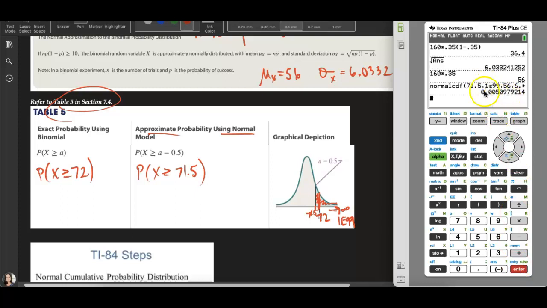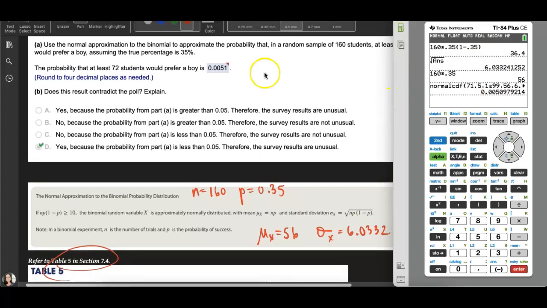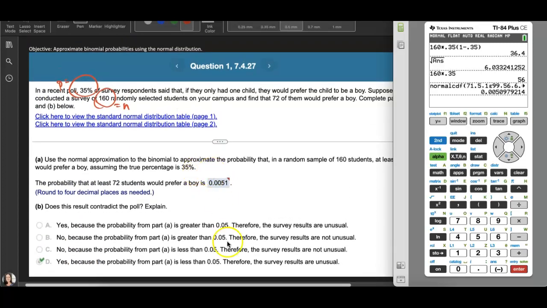And now I have the probability that at least 72 students would prefer a boy. And that's this value right here, 0.0051 when we round to 4 decimal places. And again, that does contradict what the poll says because this value is less than 0.05. In other words, it's a very unusual result, that 0.05 kind of being the mark for unusual.